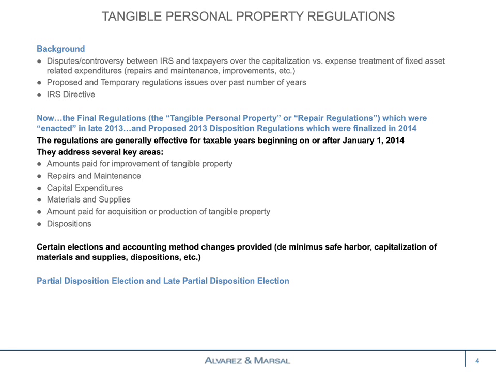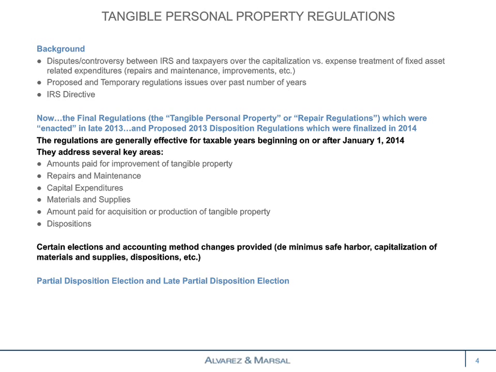So where are we now? Now we have final regulations that were enacted in late 2013, the repair regulations, as many people refer to them, and the proposed regulations that were issued at the time have since been finalized recently. These regulations are generally effective for tax years beginning on or after January 1, 2014, and they cover many areas. You may have listened in on other webinars or presentations, and we're not going to cover all of them, but I'll go through just to give you a high-level overview of the repair regs.